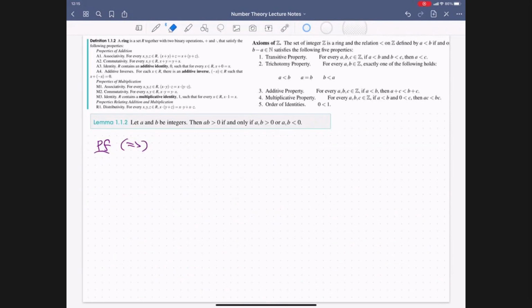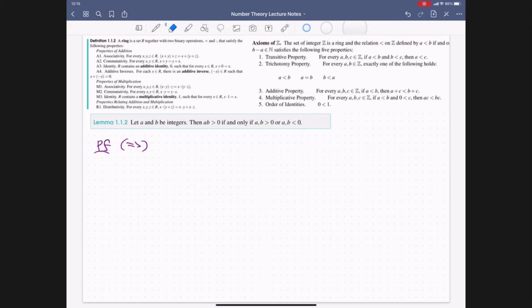So let's go ahead and prove the next lemma. Here we have A and B are integers, and what we want to prove is that if AB, the product of A and B, is positive, then that is equivalent to both A and B being positive or both A and B being negative. So let's go ahead and do the forward direction. I'm going to leave the converse to you all to do.